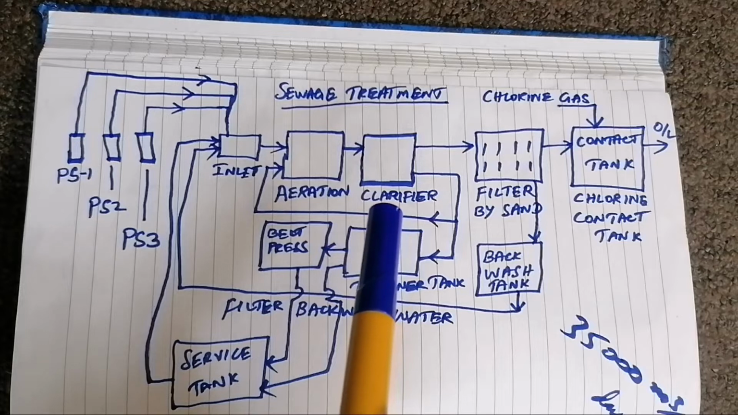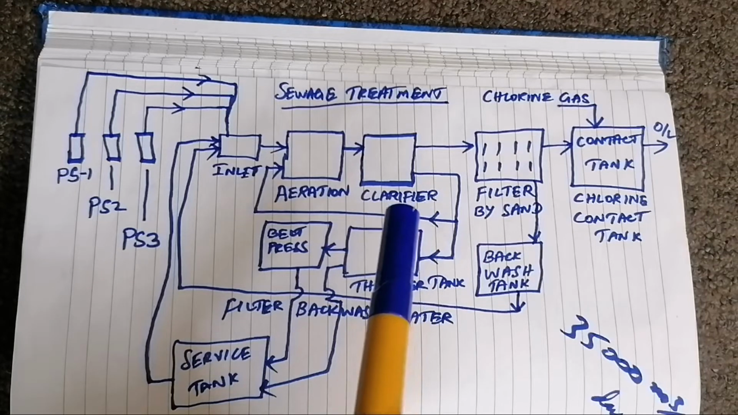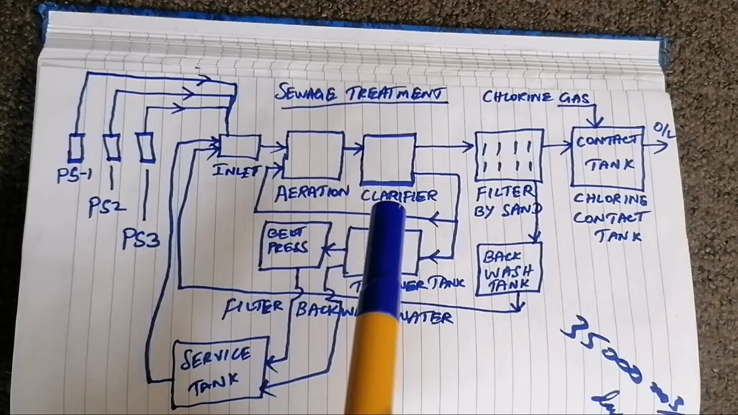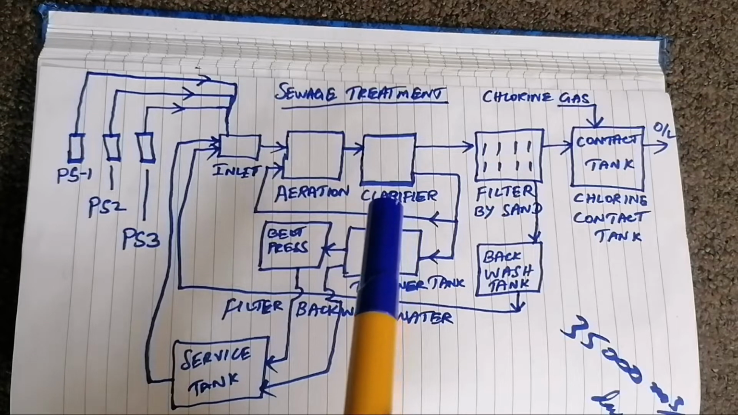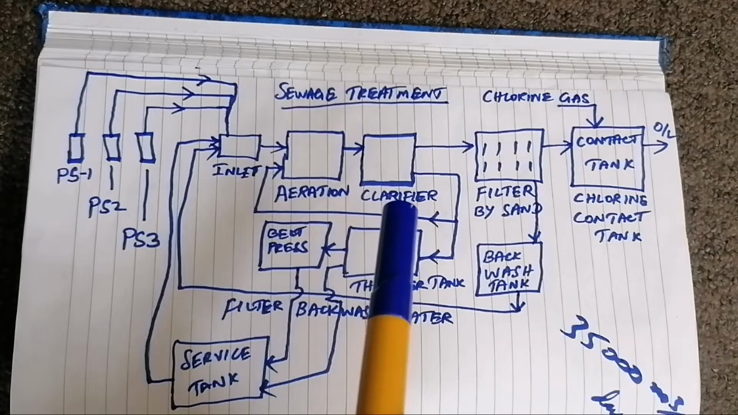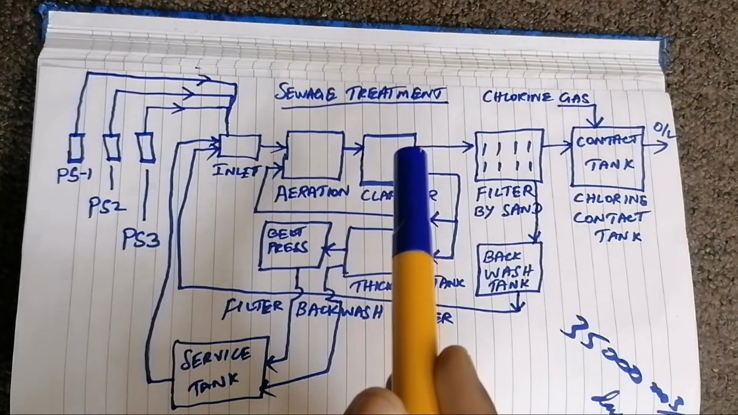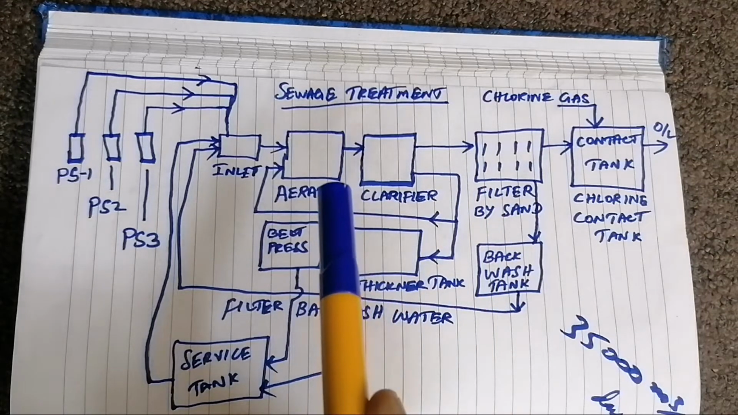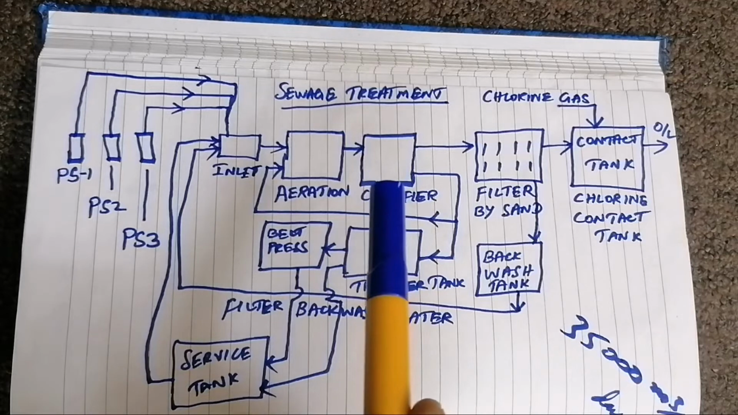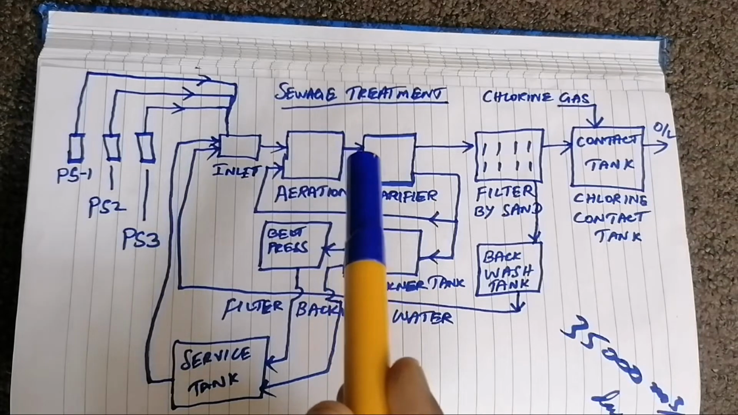Normally, from the name clarifier tank itself, we can understand: the clarifier will clear the water. The clarifier will remove the sludges, foams, and whatever things are available in the water, and settle them. Then it will send the good clear water to the next level. So now you understand aeration and the clarifier. From aeration the water goes directly to the clarifier.